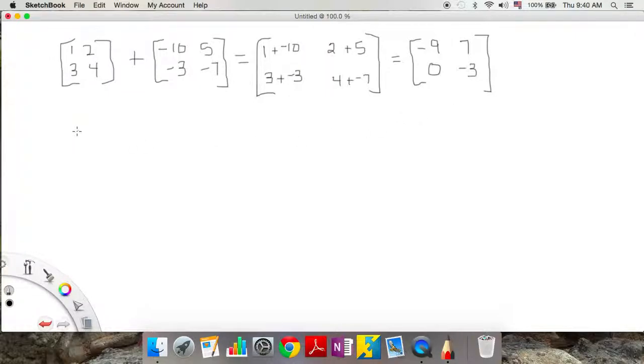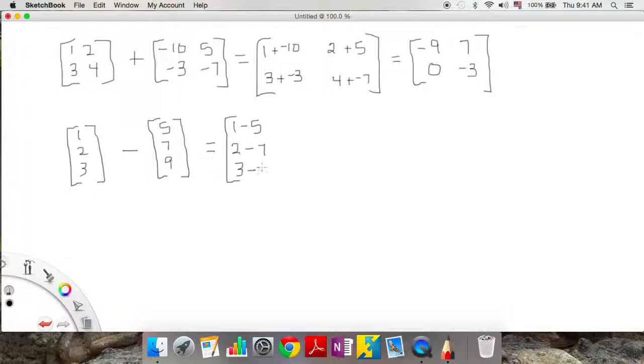If we want to subtract, it's virtually the same thing. Let's say we want to subtract these. Now again, when you're adding and subtracting, they have to be the same size. This is a 3 by 1, this is a 3 by 1, so we're good. So again, we look row 1, column 1, row 1, column 1 gives us our row 1, column 1. Again, row 2 and row 3, so that we end up with an answer matrix like this.